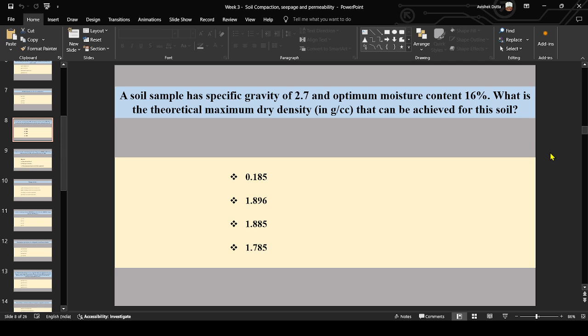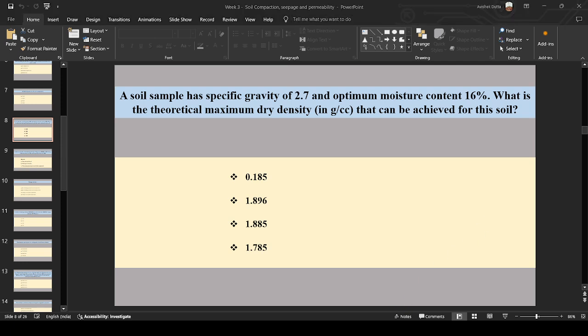A soil sample has specific gravity of 2.7 and optimum moisture content 16%. What is the theoretical maximum dry density in gram per cc that can be achieved for this soil? So this is a numerical. The options are 0.185, 1.896, 1.885, 1.785. Write down the data given very carefully.